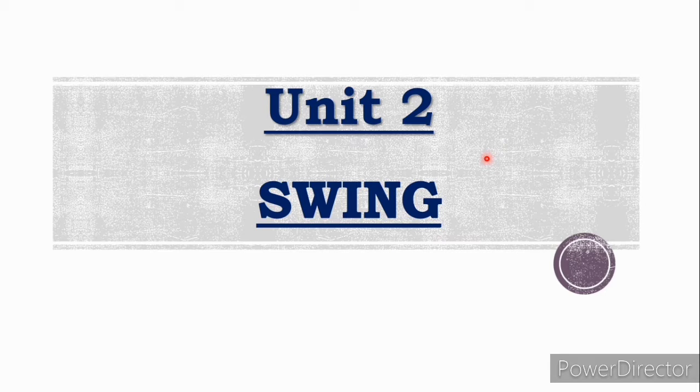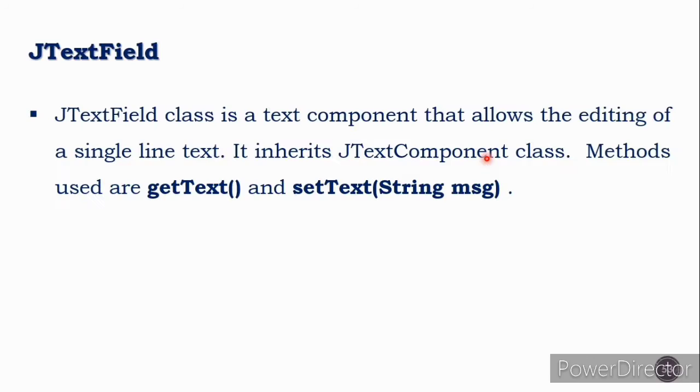In the last class we have seen about JPanel and JLabel and how to display an image on a JLabel by using the ImageIcon class. In this video we are going to see about the JTextField component. JTextField is a text component that allows the editing of a single line of text, and it inherits the JTextComponent class. There are two methods we use with the JTextField class.